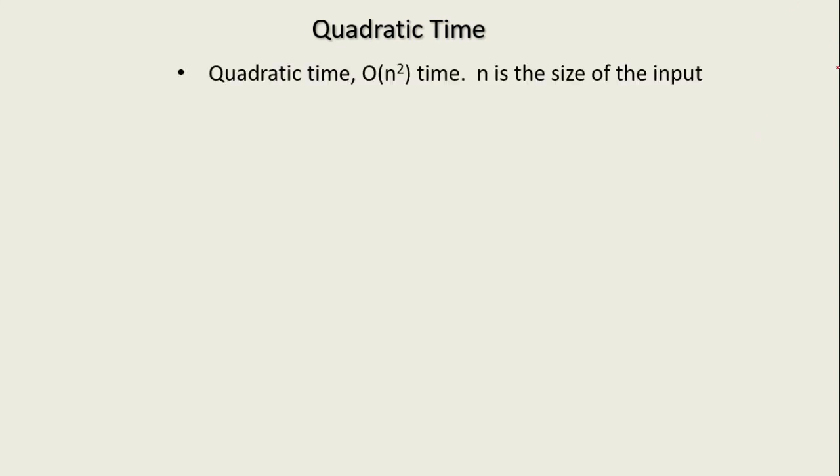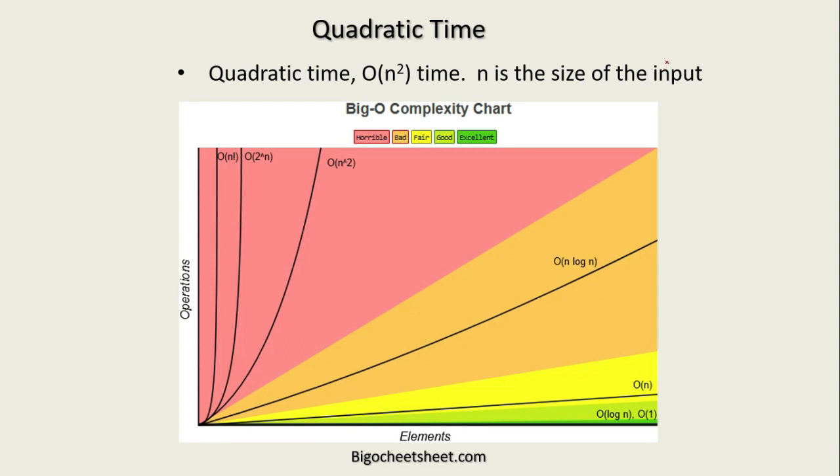Now let's see quadratic time. Quadratic time can be expressed as O(n squared) time. n is the size of the input. And let's see the big O complexity chart for quadratic time, which is here. On the y-axis, we understand that it is the time it takes in microseconds, while the x-axis represents the size of the input.